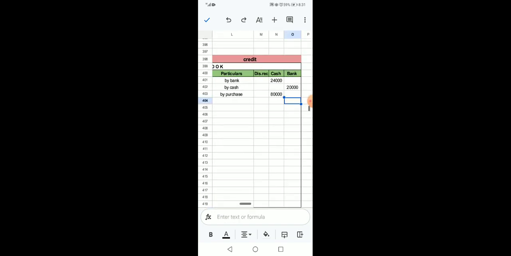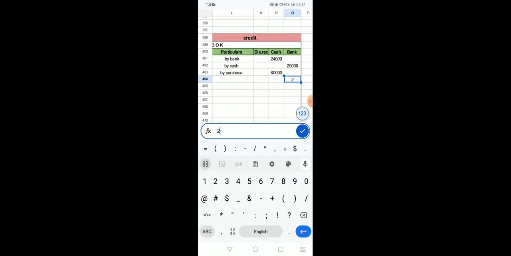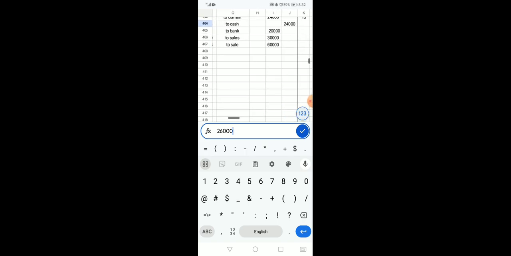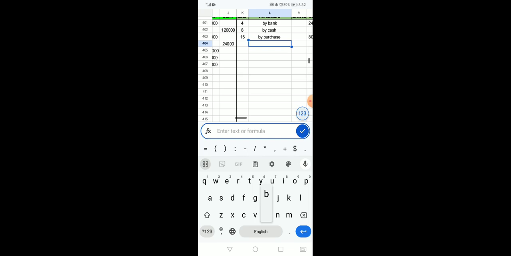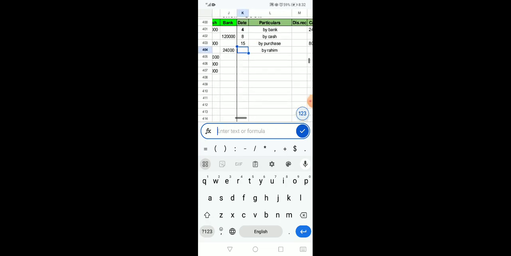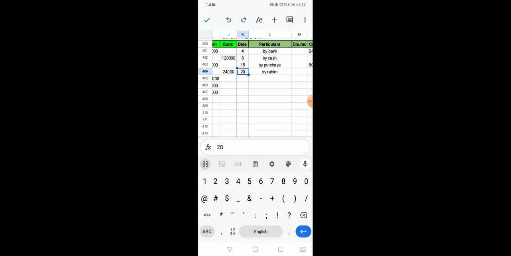Go to the credit side of the bank and write 26,000 in the bank column of the cash book. See its reference. What is written in entry number 20 opposite to the bank? That is Rahim. So you will mention Rahim in the particular column. And now see the date, which is 20. So you are going to write 20 in the date column.